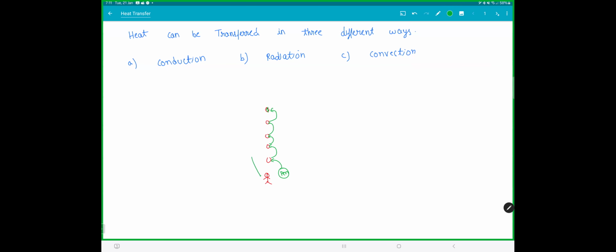Second case, I throw the pen and you catch it. You got the pen? This is radiation. This is how the sun sends energy. The sun is sending energy to the earth, almost 15 crore kilometers without any medium in the middle, through photons.